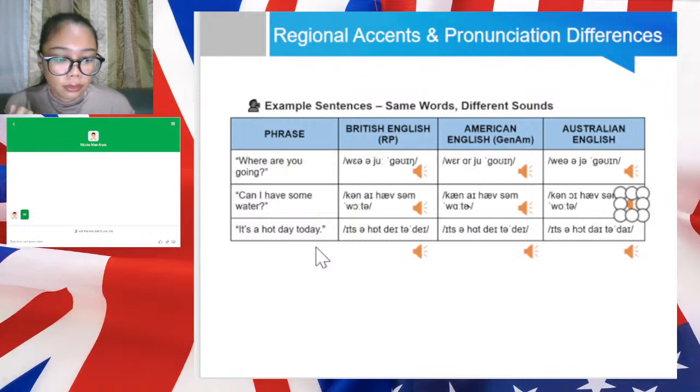Can I have some water? Again. Can I have some water?